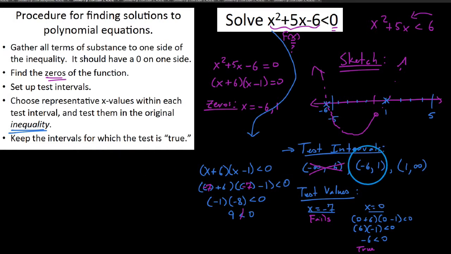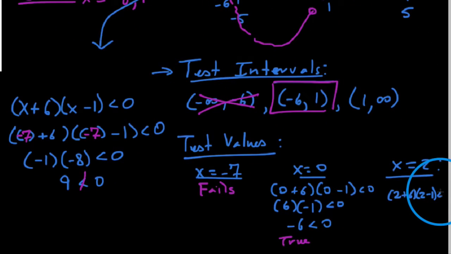And so since this is true, I'll put a little box around this. Let me switch my colors here. But this is going to be in the accepted solution interval here. And so we're going to test from 1 to infinity here. I suppose I would test x equals 2. And so plugging this in, we get 2 plus 6, 2 minus 1 is less than 0.